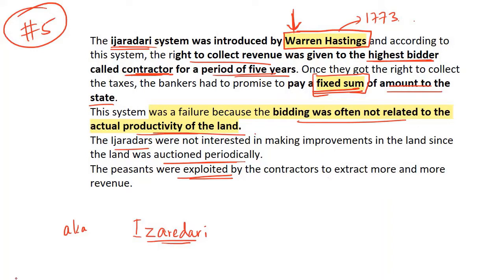अगर कोई एक statement ऐसा दे दिया गया है कि the revenue was connected to the productivity of the land, no, absolutely not. They were absolutely not considerate about the productivity of the land. वो बस auction, bidding करते चले जाते थे, and they used to not care about the productivity of the land. So this became a failure for that reason.